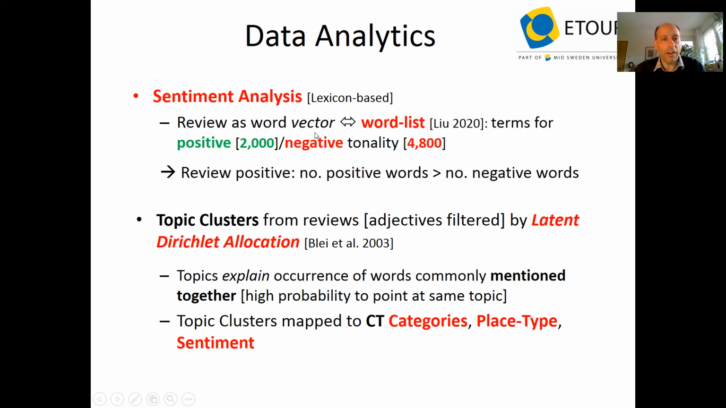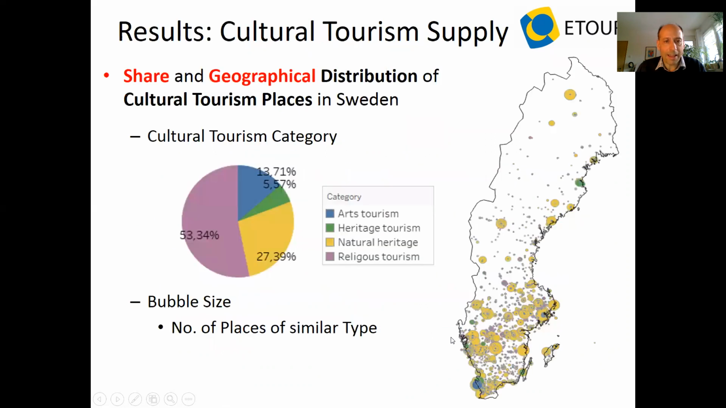For each word from each sentence is compared, and depending on the dominance of positive or negative words, the respective sentence is considered positive or negative. Also, we form topic clusters with latent Dirichlet allocation. This is basically an unsupervised machine learning approach to classify words in topic clusters, which then have been related and mapped to place type and sentiment.